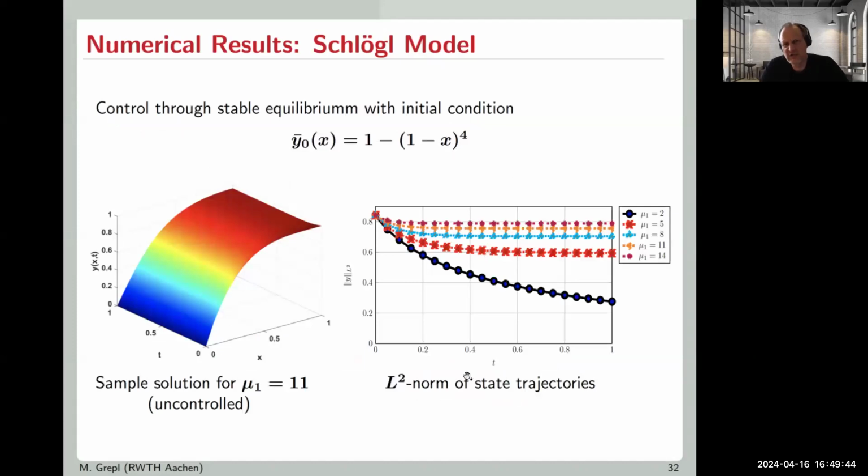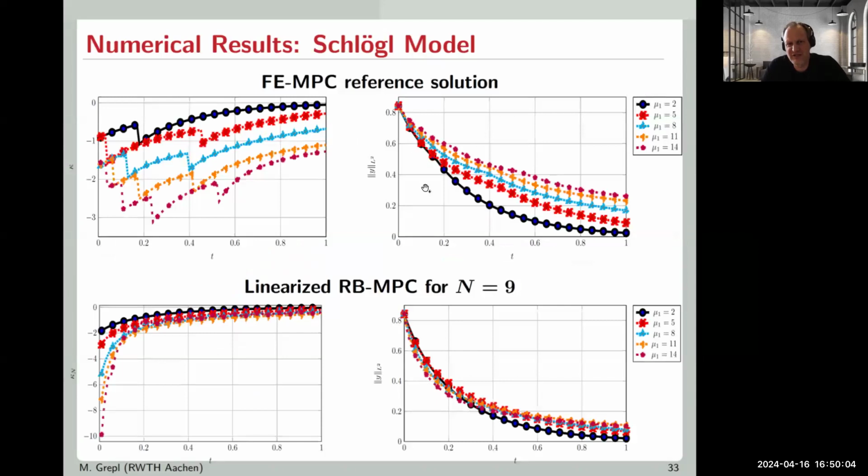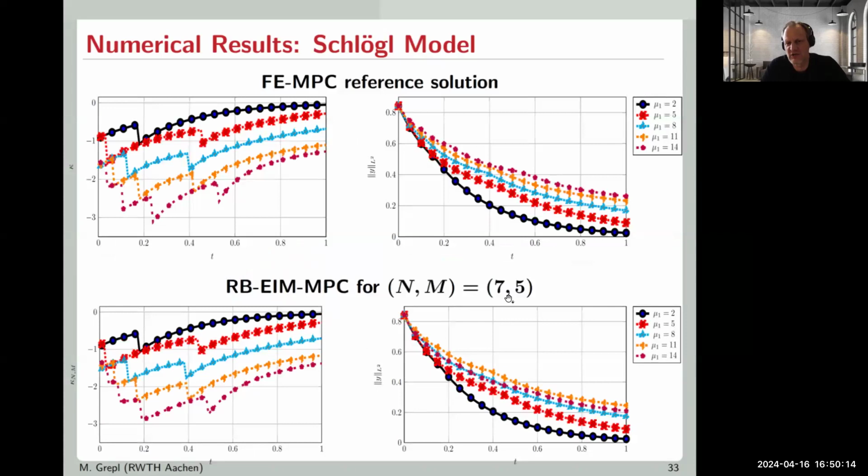And the final result: can we also stabilize the system through a stable equilibrium? So if we do not come from the bottom and immediately try to stabilize to 0, but actually come from the top and try to stabilize to 0, we have to go through a stable equilibrium. And here again, results. MPC works for the FE, and now we need a few more basis functions, but the linearized and also the RB-EIM approach both manage to stabilize the nonlinear system through the stable equilibrium.